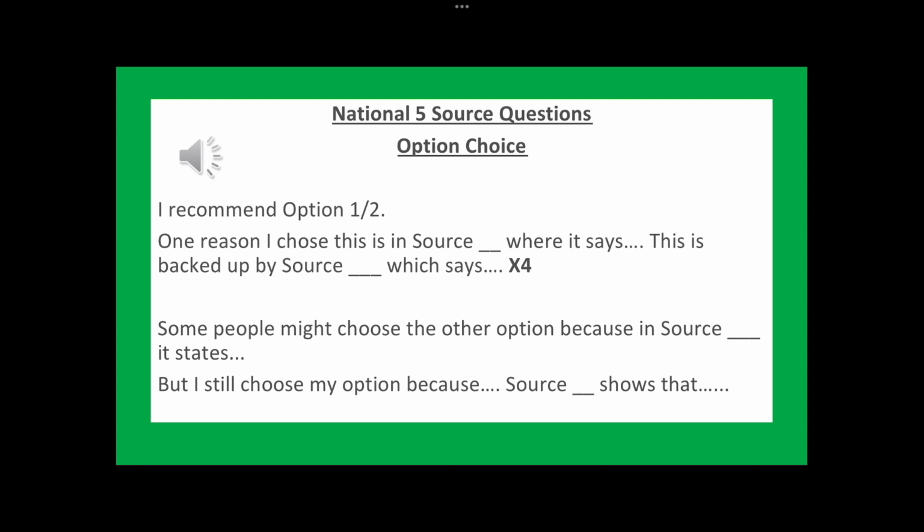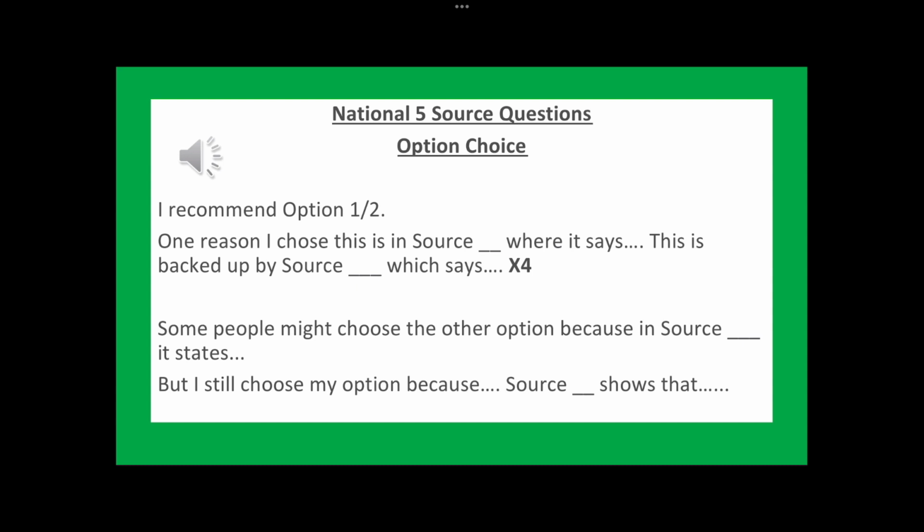You're going to do that 4 times. So altogether, you'll be looking for 8 quotes that really back up the option that you've recommended. But again, it's really important that these quotes are related to one another in each part of the paragraph. So you can't just pick 2 random quotes that are going to support the recommendation that you've chosen. Alright, you need to be very, very careful about that. Make sure that they are talking about similar things.